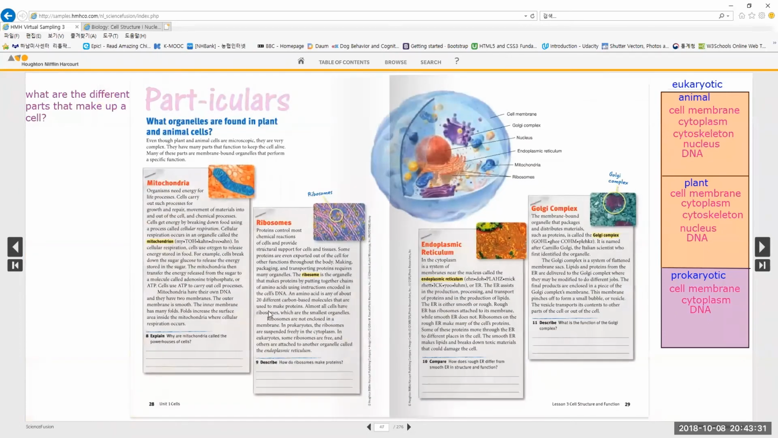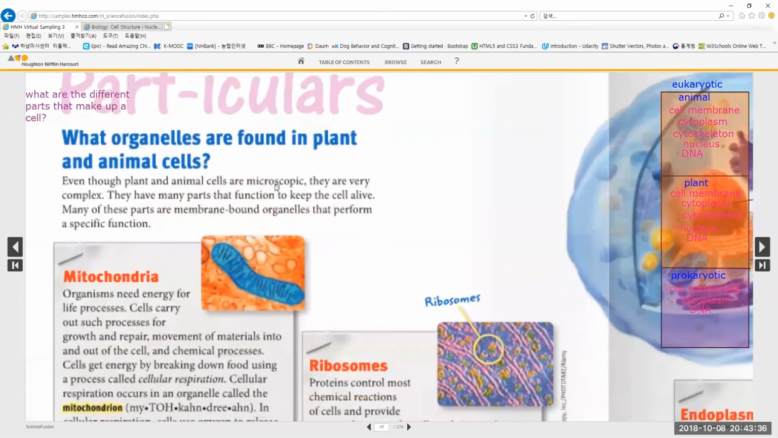What organelles are found in plant and animal cells? Even though plant and animal cells are microscopic, they are very complex. They have many parts that function to keep the cell alive. Many of these parts are membrane-bound organelles that perform a specific function.